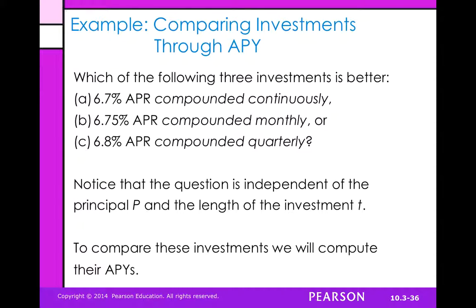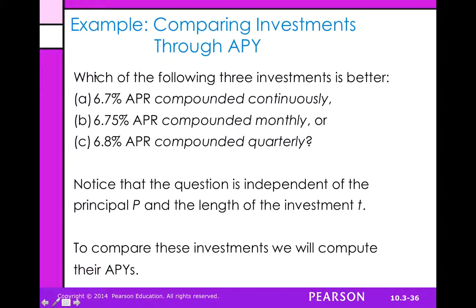So here is the main way that APY is useful. It's used to compare different investments. Here are three different investments with three different APRs: 6.7% compounded continuously, 6.75% compounded monthly, or 6.8% compounded quarterly. And quarterly means 4 times a year. So these are investments, right? And with an investment, you want a high interest rate. The higher the interest rate, the more money you will make off of your investment.